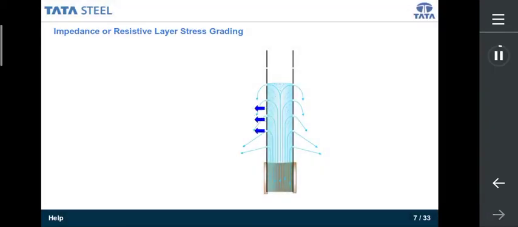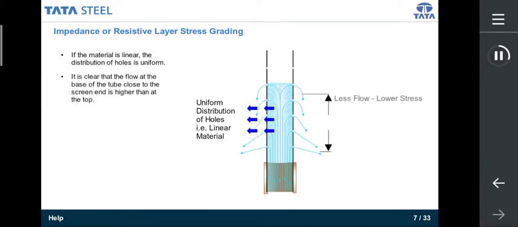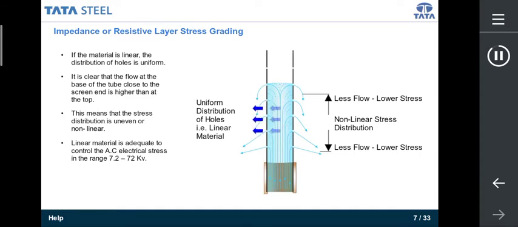We represent the impedance layer by a tube with holes in it. If the material is linear, the distribution of holes is uniform. It is clear that the flow at the base of the tube close to the screen end is higher than at the top. This means that the stress distribution is uneven or non-linear. It is, however, a great improvement compared with no control, provided the impedance of the layer is carefully chosen. Linear material is adequate to control the AC electrical stress in the range 7.2 to 72 kilovolts.